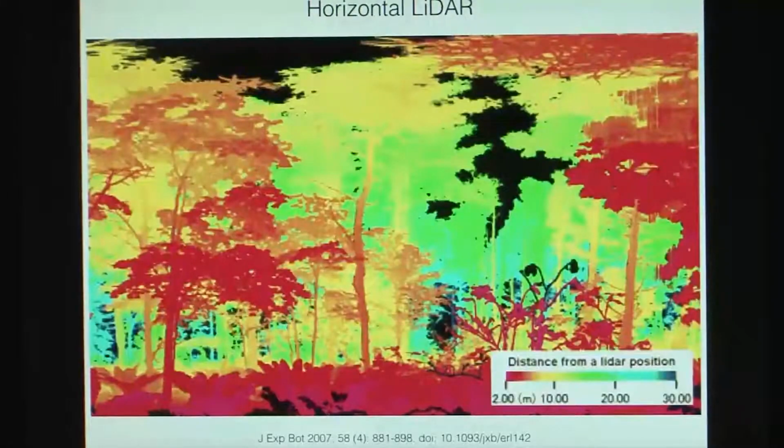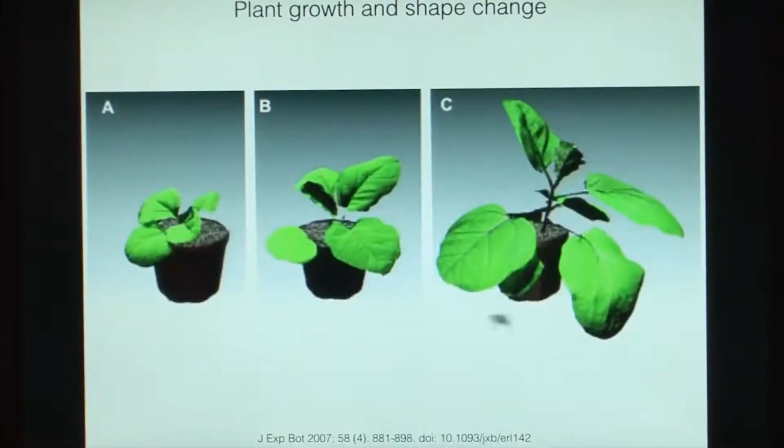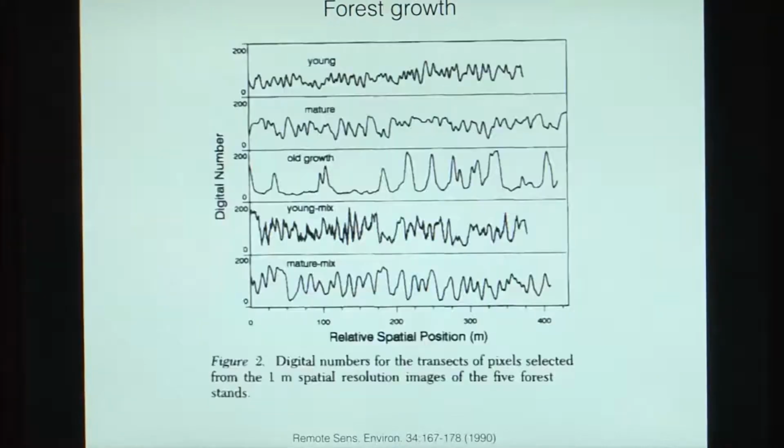We can also use a LIDAR horizontally, so we can also get carbon stocks horizontally. We can use it to study plant growth and shape change, and also the growth of the forest, whether it is a young crop, a mature crop, an old crop, or a mix of these.